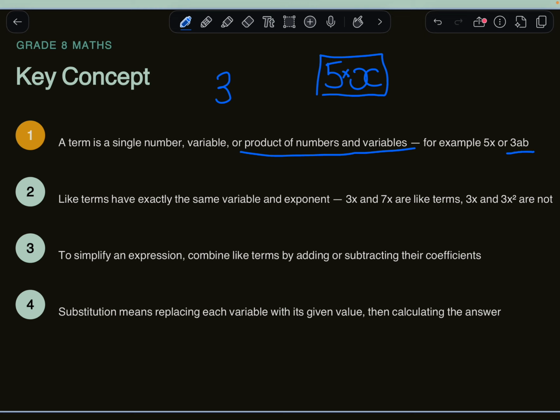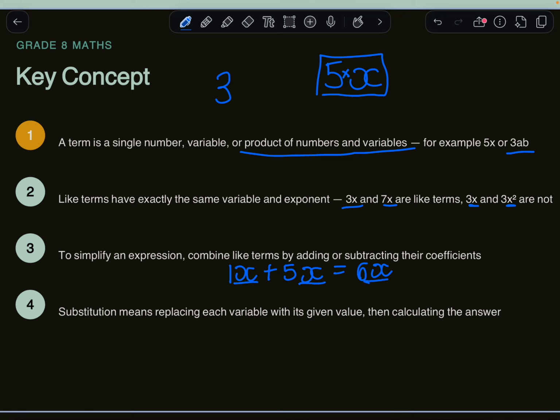Like terms have exactly the same variable and exponent. So 3x and 7x are exactly the same. Whereas x versus x squared are not like terms, they are different. To simplify an expression, you combine the like terms by adding or subtracting their coefficients. Like if you have 1x plus 5x, you can add that and say that is 6x, because it's all x.